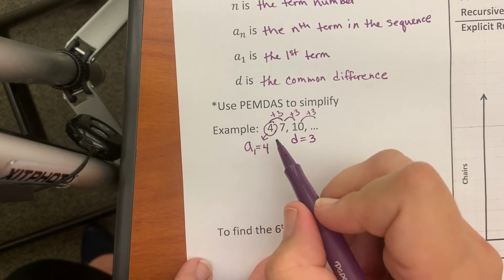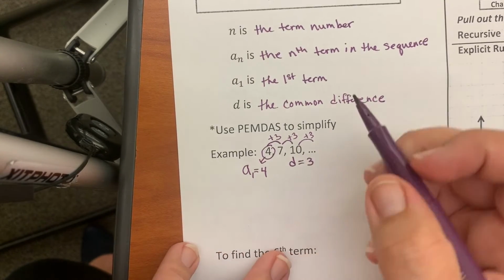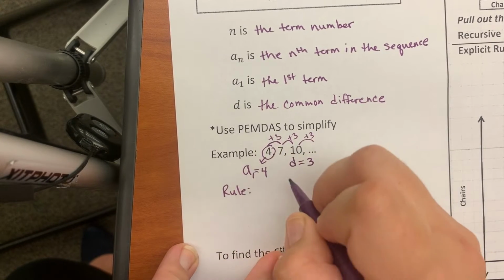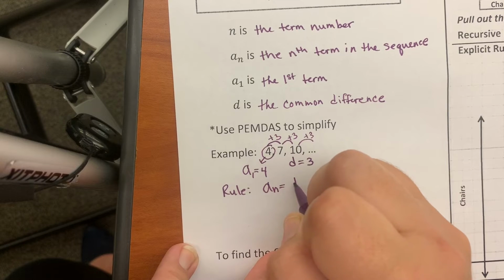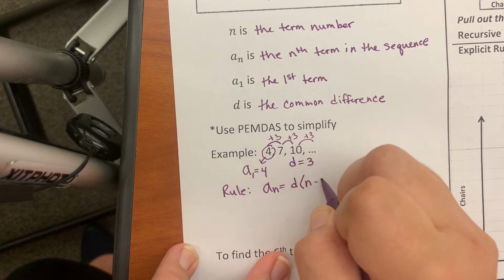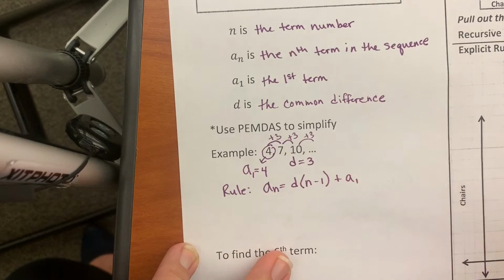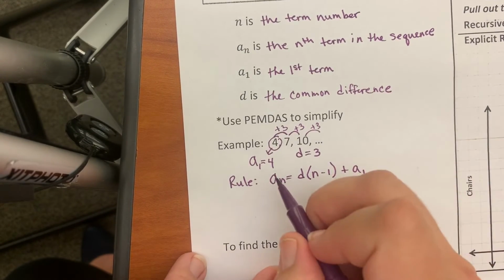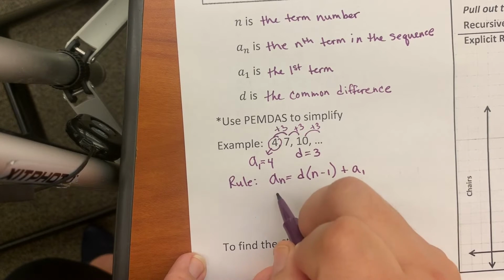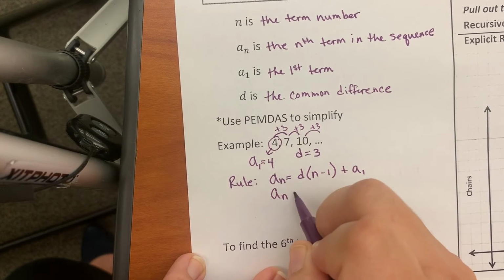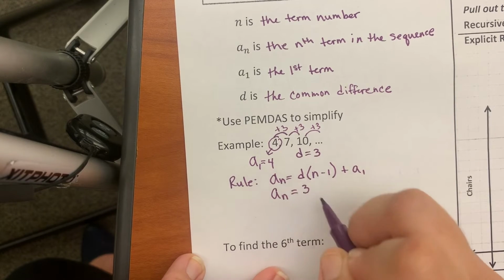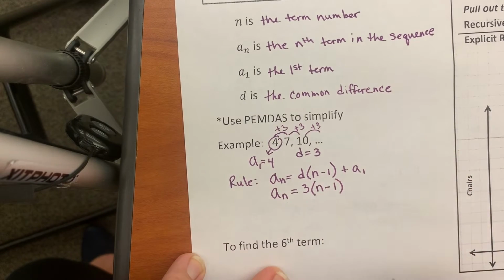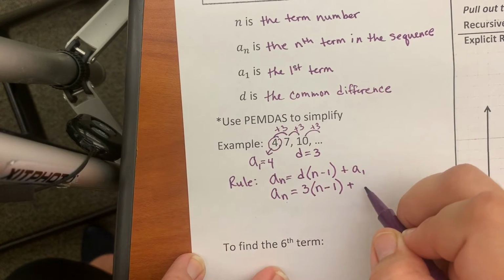So those are the two pieces of information that I need to fill in for my rule. If we copy down the rule formula again, so we can make sure we line up everything appropriately: a sub n equals d parentheses n minus 1 plus a sub 1. I always copy down my formula first, then I fill in what needs to get filled in. So a sub n is going to stay because it's a rule. We're going to keep this in there as our variable. And then d we know is 3, so we're going to fill that in. Parentheses, keep this n, minus 1 plus our a sub 1, which is 4.